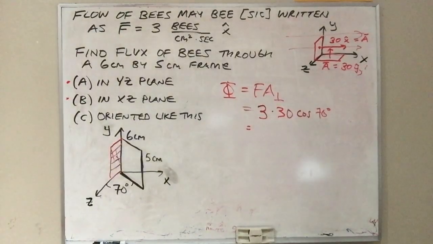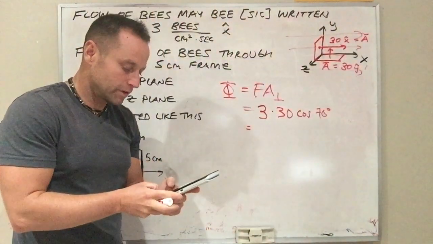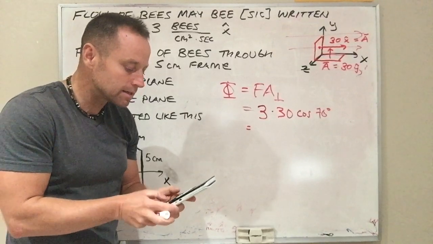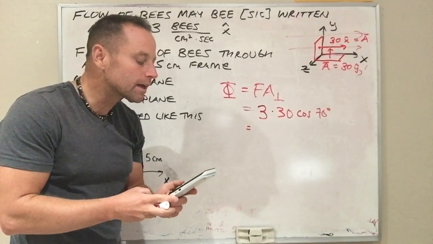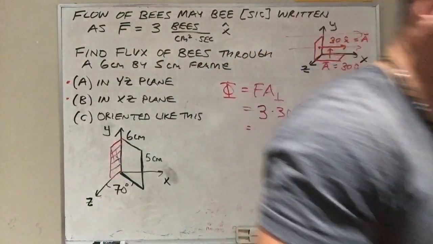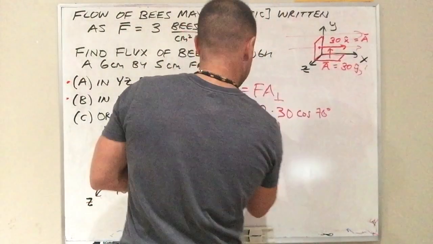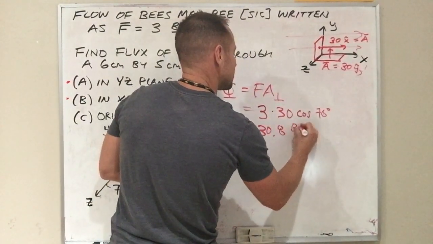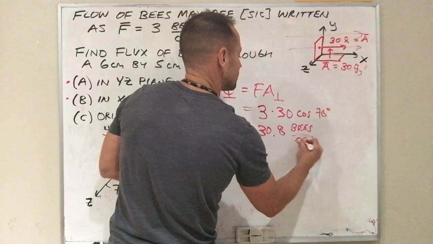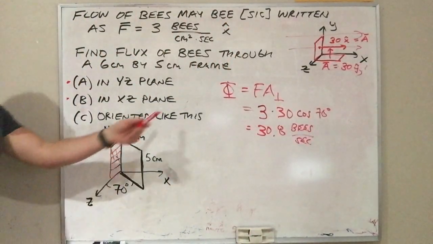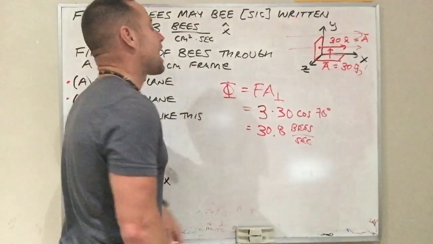And so I'll just quickly get that on a calculator. So if we go 90 cosine of 70 degrees, hopefully I'm in degrees on this thing, we get 30.8 B's per second. Okay. The other way to see this one would be with that F dot A.